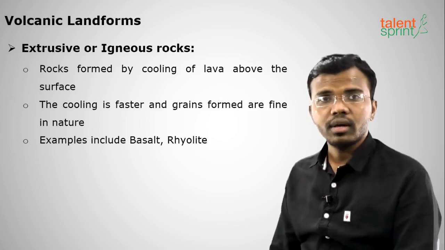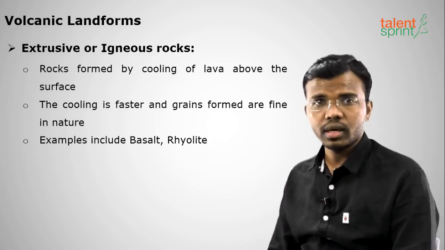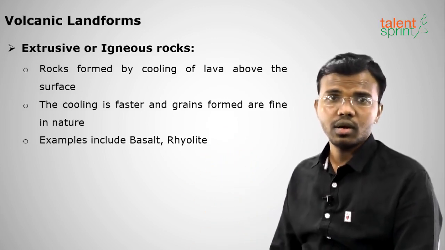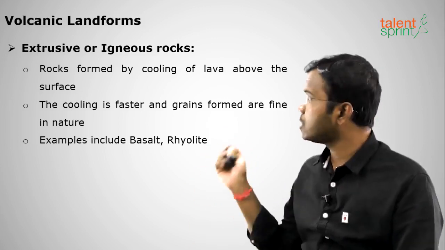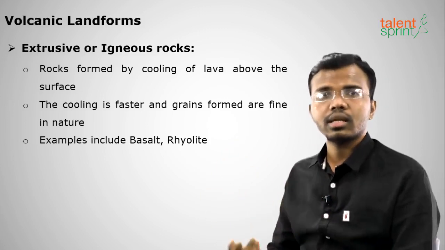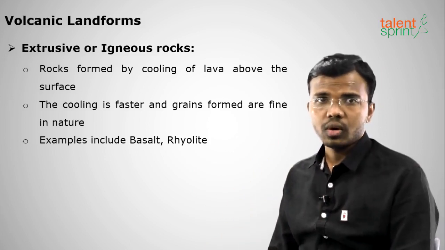Igneous rock where the lava has cooled outside. Okay, so Deccan Plateau is a very good example for basaltic formations. So these are the two types of volcanic landforms. One is intrusive and another is extrusive. One is cooling inside, one is cooling outside.